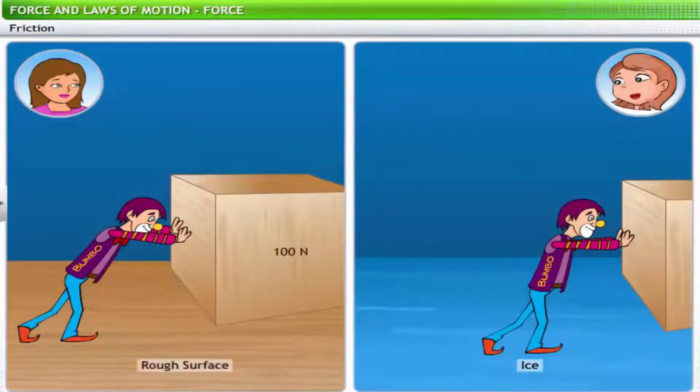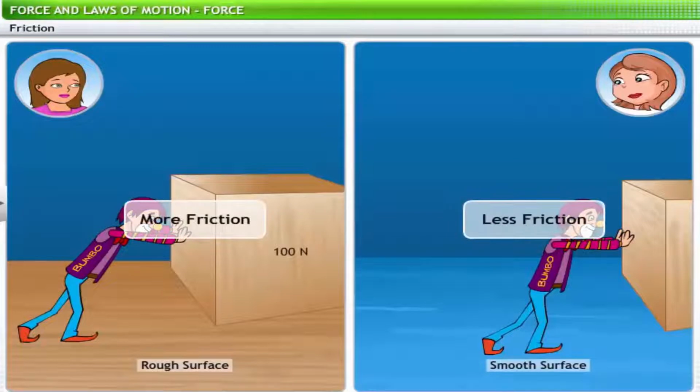Yes. Rough surfaces offer more friction, while smooth surfaces offer minimal friction. That's why, when you try pushing a wooden block kept on a rough surface, you need to apply a relatively large amount of force to move it. Conversely, if you push the same block on a slab of ice, it moves relatively fast.